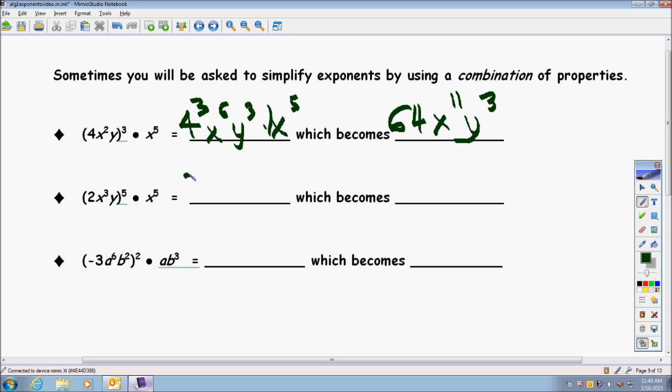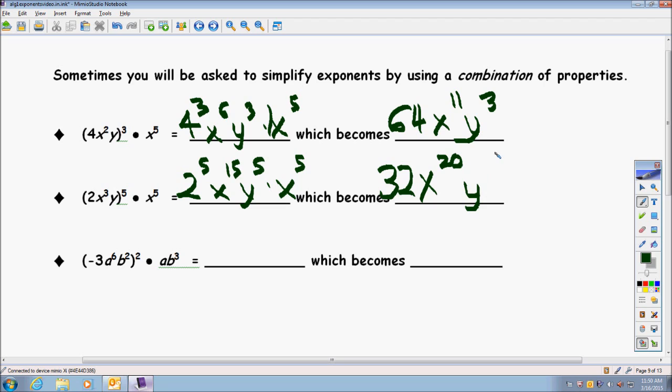Okay, 2 to the 5th. X to the 15th. Y to the 5th. All times x to the 5th. Okay, 2 to the 5th is 32. 2 times 2 times 2 times 2 times 2. 32. Now add the exponents. 15 plus 5 is 20. If you remember every property and use it the right way, you'll get these right all the time. If you take your time, write it out, and use the properties, you're going to get it right.